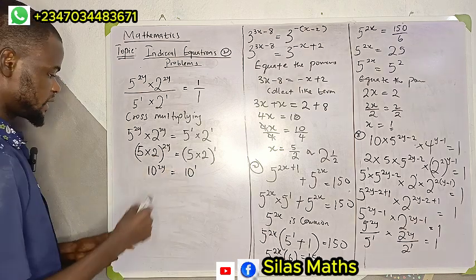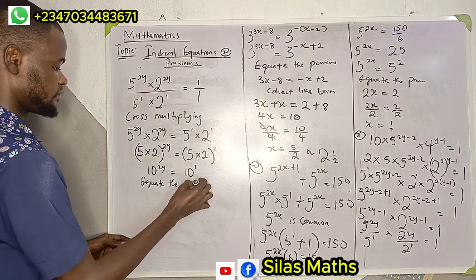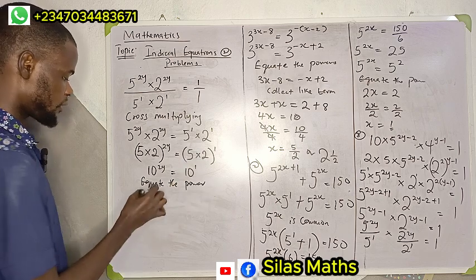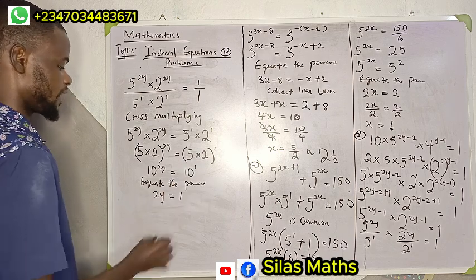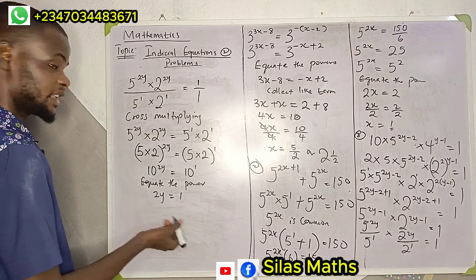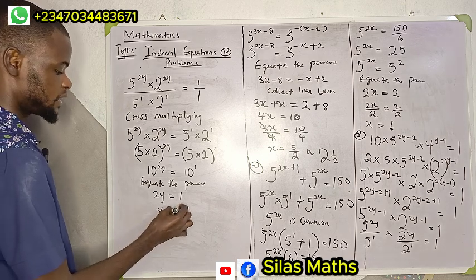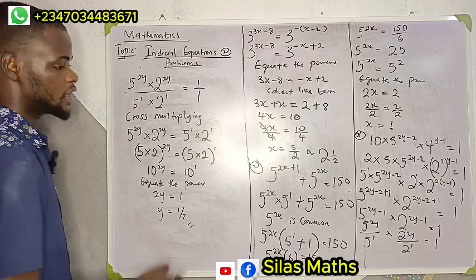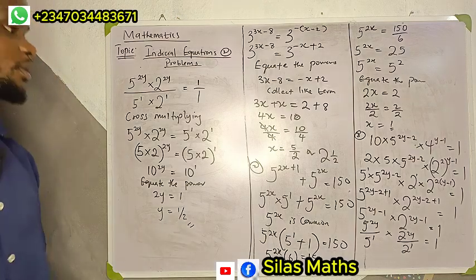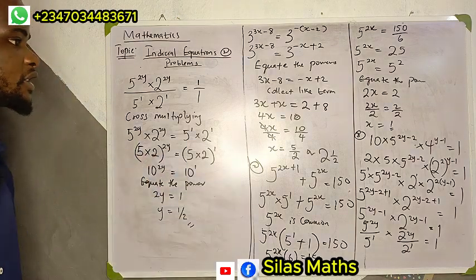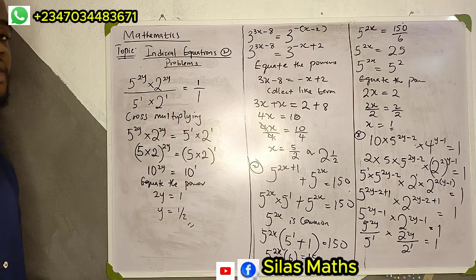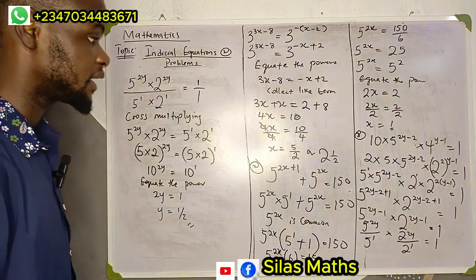So we can then equate their powers. Equate the powers, we have 2y equal to 1. Alright, so that means dividing both sides by the coefficient of y, we say that y is equal to 1 over 2. Yep, that's the answer. So go through it step by step and observe the steps that we took to arrive at the final answer.